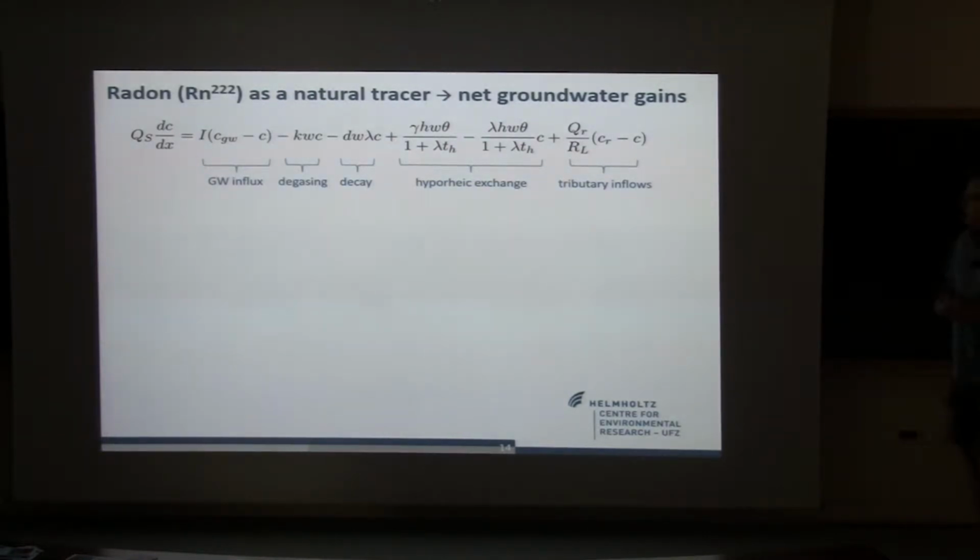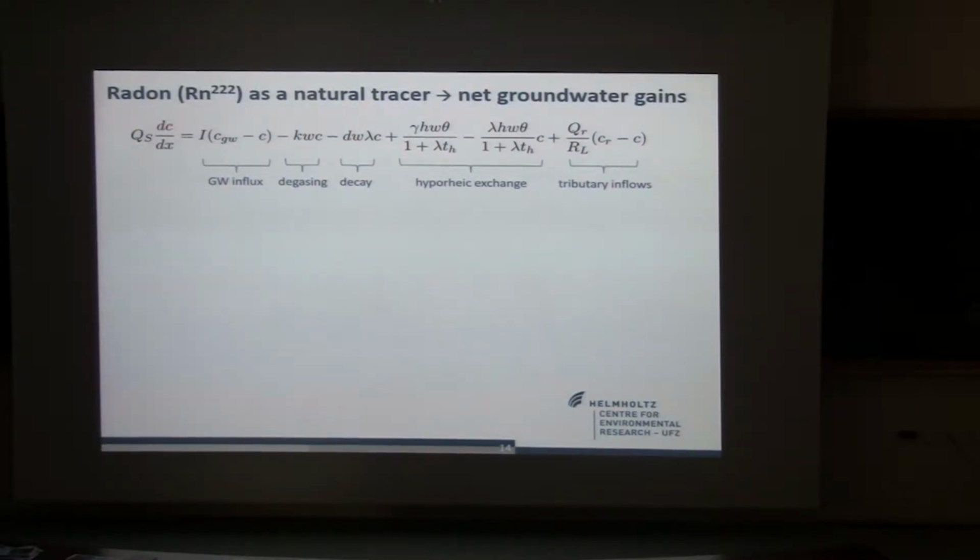It's using Radon 222 as a natural tracer to get net groundwater gains over larger river reaches, with the assumption that usually groundwater has higher radon concentrations because it had more contact with sediments that emanate the radon. And then we can basically use this equation. It's a modified version of one that Peter Cook had proposed in the past. It's a radon activity balance, basically.